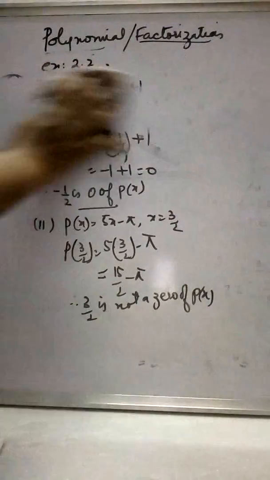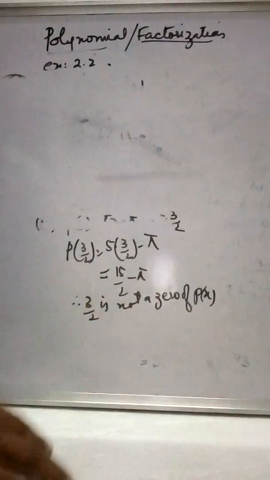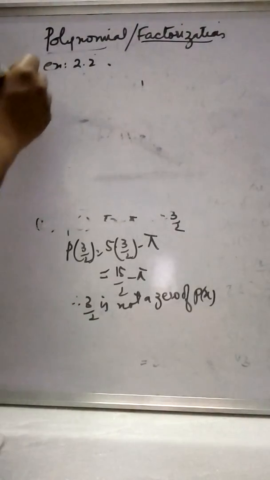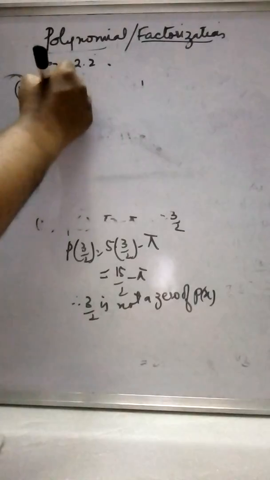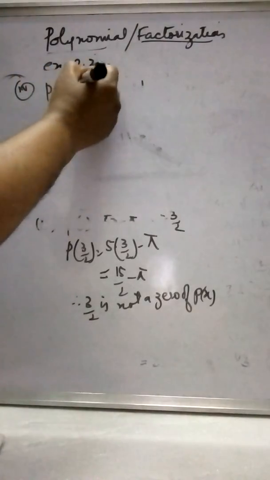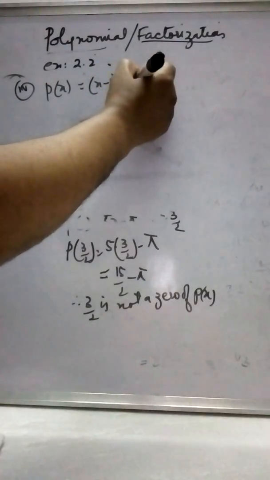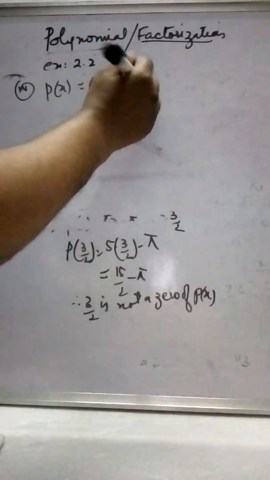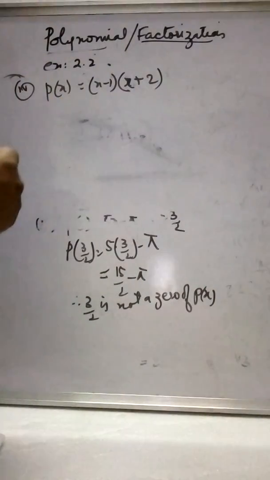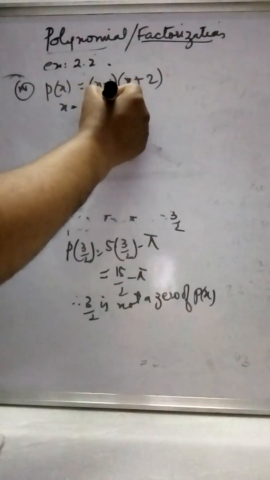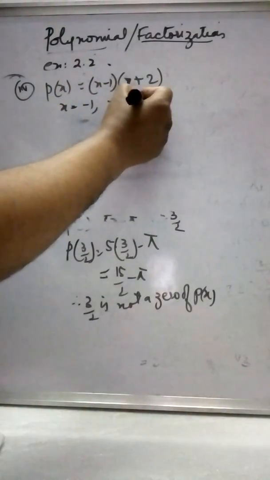So now we'll see some more problems from this. I'll see here the fourth bit. It is given as P(x) = (x minus 1)(x plus 2). Now I'll take x equal to minus 1 and x equal to minus 2.